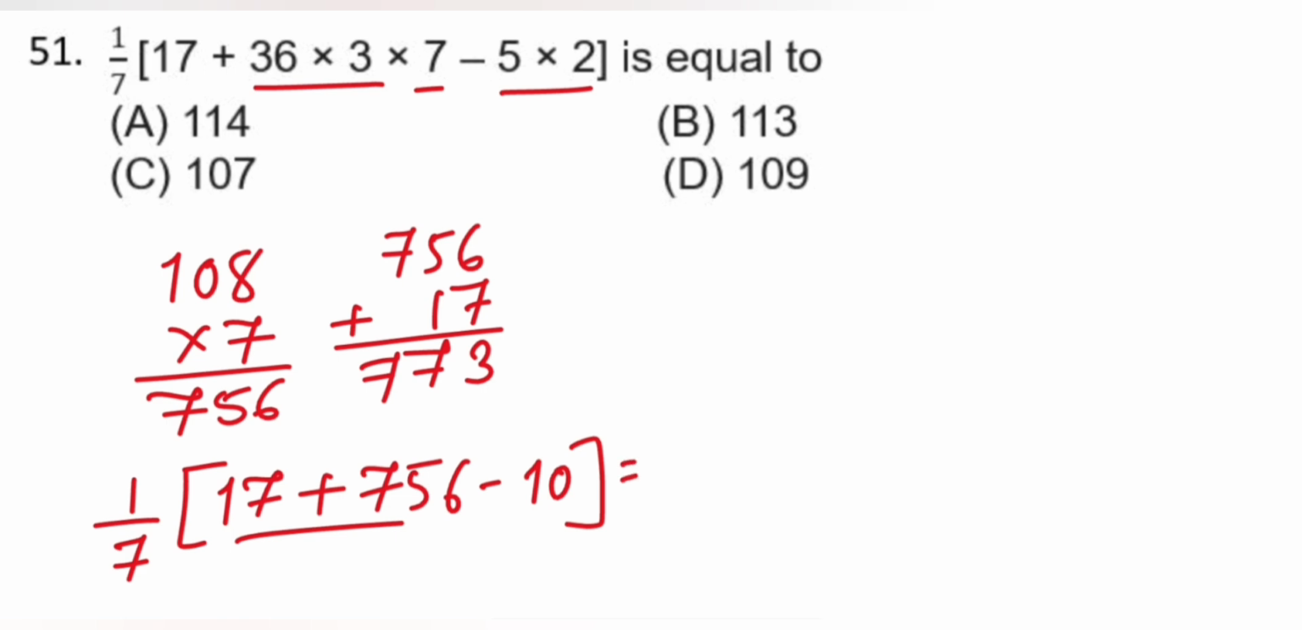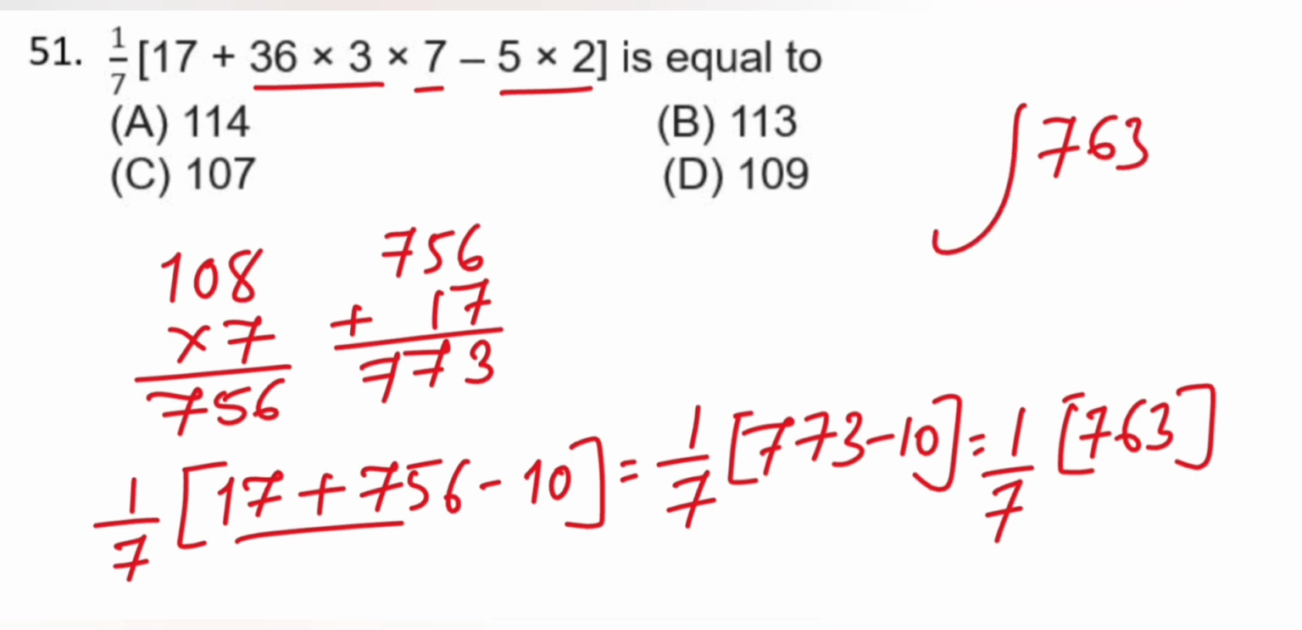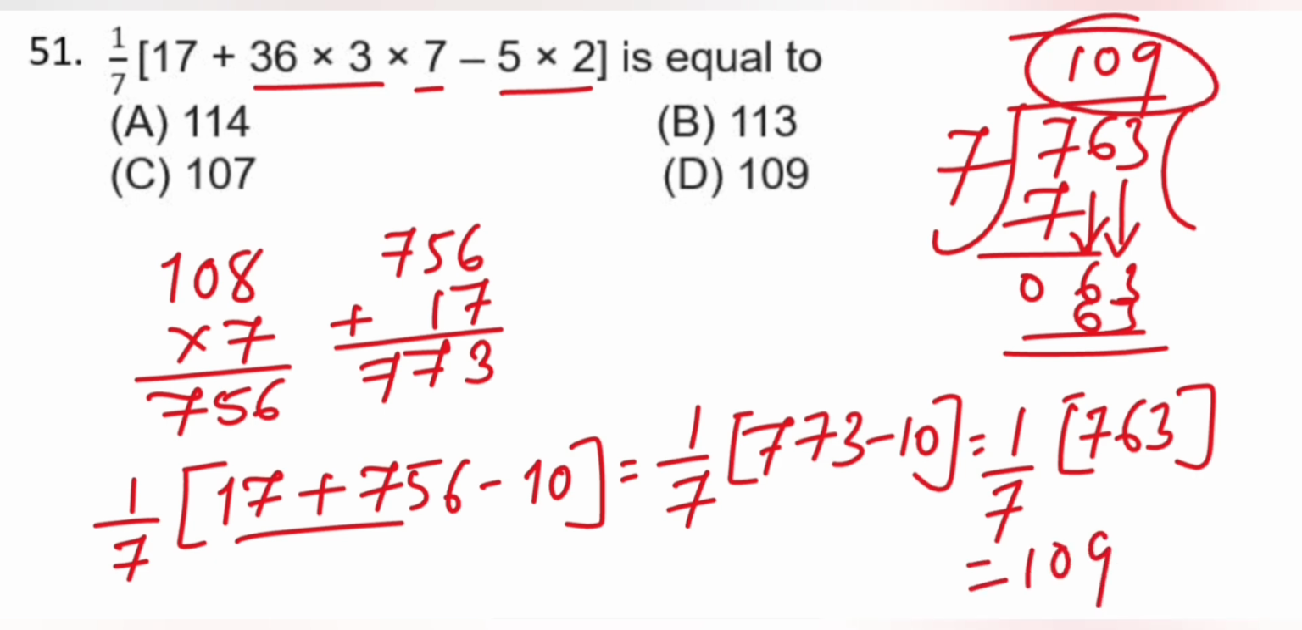So let us rewrite again. 1 divided by 7 and 773 minus 10. Okay. So that is equal to 1 by 7 into 763. Okay. So let us divide it. 7 ones and take 6. It won't divide. So keep 0 and then 7 is 63. So 109 is the right answer. Okay. So option D. Let us move on to the next question.